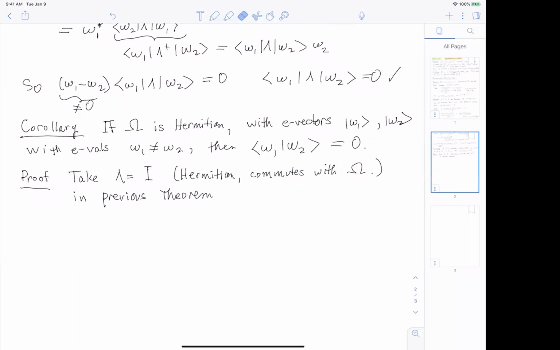Okay. Let's go on with another theorem. This is all a bunch of theorems, but I promise we'll do an example in a bit. So the next theorem is, let's say omega is Hermitian, but now I'm going to make an additional assumption that the dimension of the Hilbert space is finite.